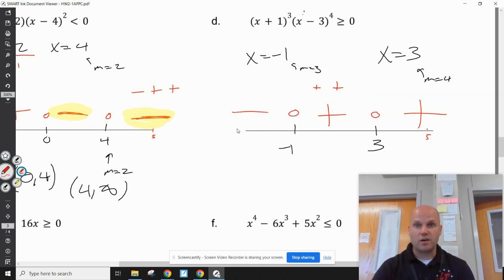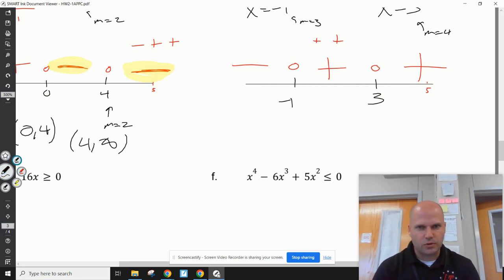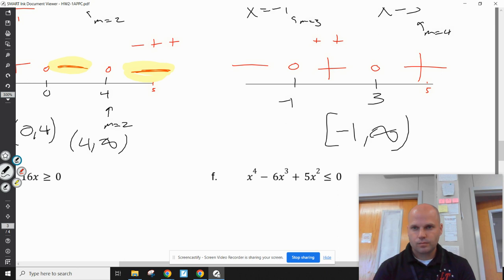When are we greater than or equal to 0? Well, we're greater than or equal to 0 from -1, including -1, to infinity, because we're including 3. I don't have to split this up. This is x is bigger than or equal to -1.